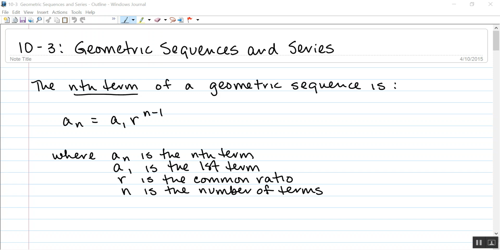Section 10.3 is on geometric sequences and series. The nth term of a geometric sequence is a sub n equals a sub 1 times r raised to the power of n minus 1, where a sub n is the nth term, a sub 1 is the first term, r is the common ratio, and n is the number of terms. Recall that the common ratio is what each successive term is multiplied by.